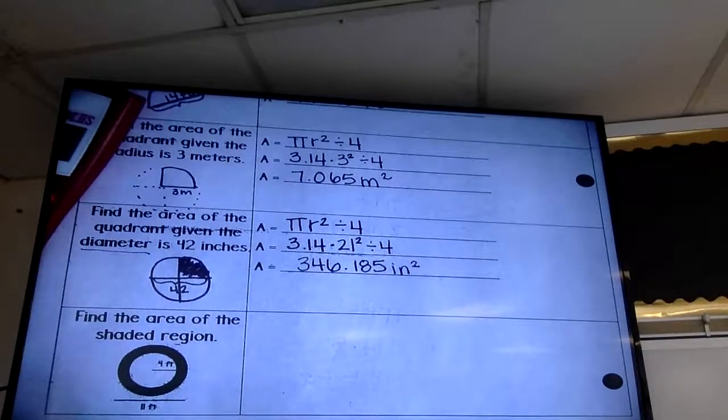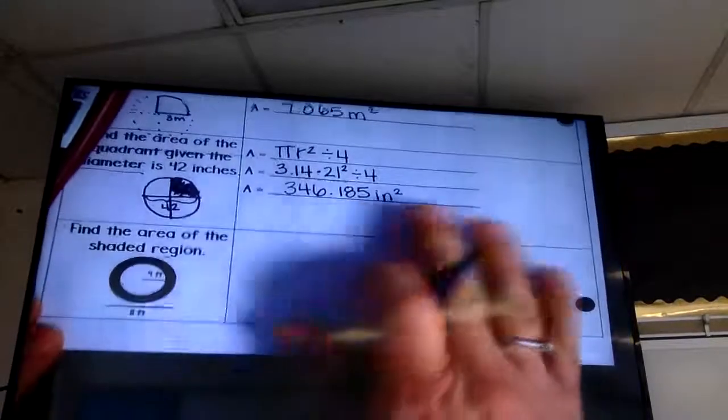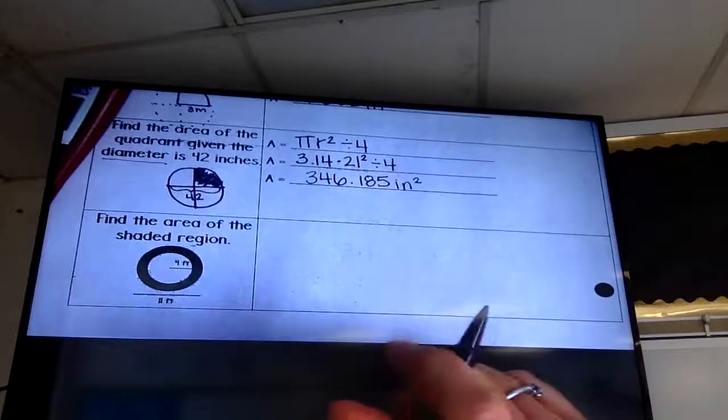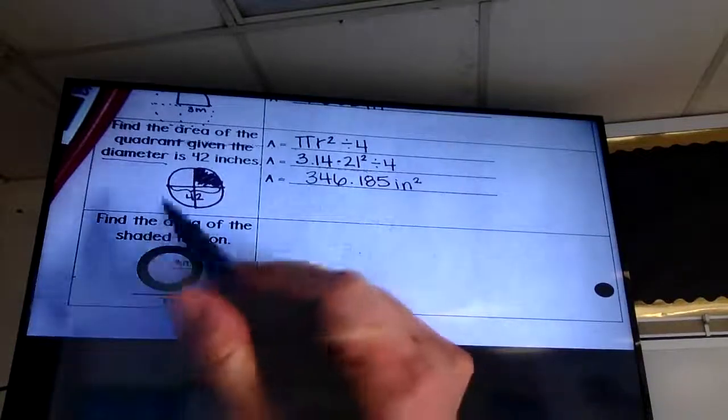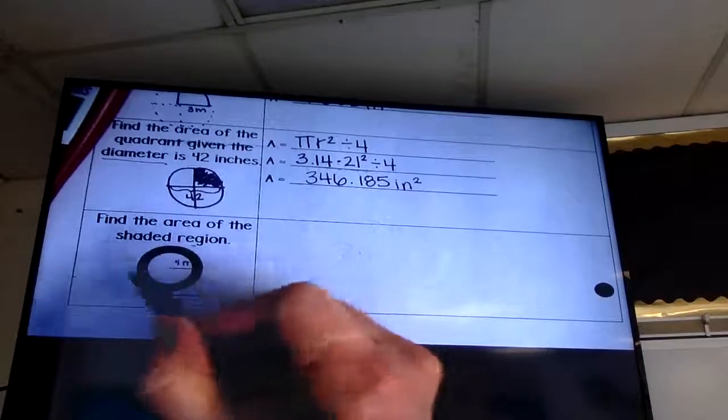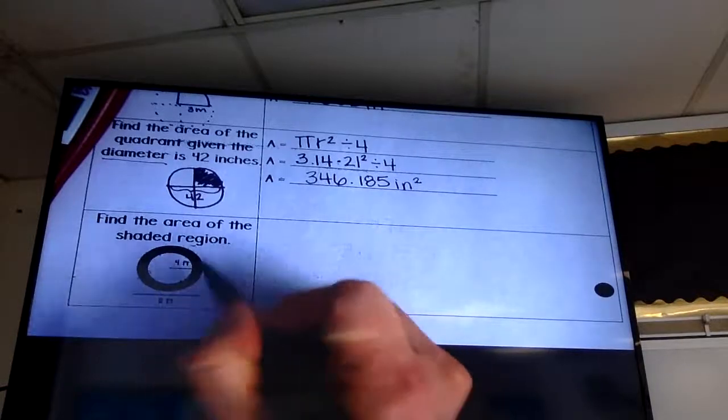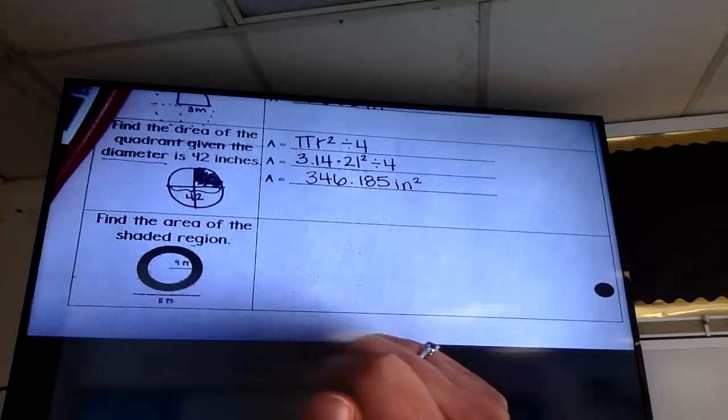All right, last one. Find the area of the shaded region. Okay, this one's kind of tricky. I put this one on here just to challenge us because I think we could do it. So it says find the area of the shaded region. So just the ring that's there. That's the only area I want to find.